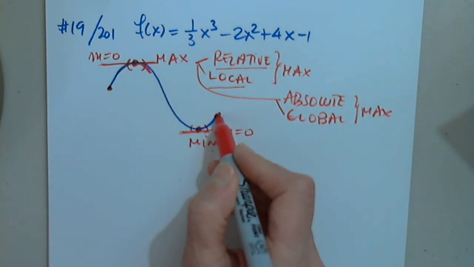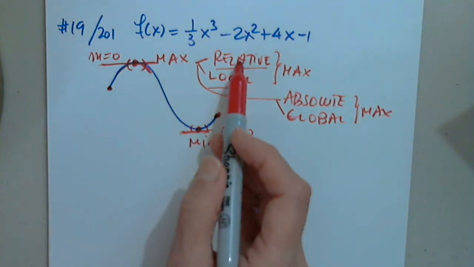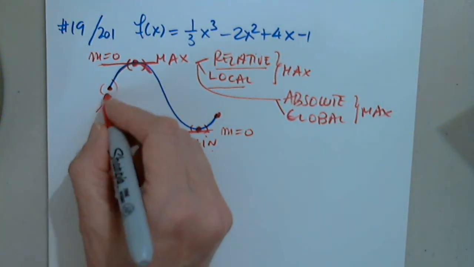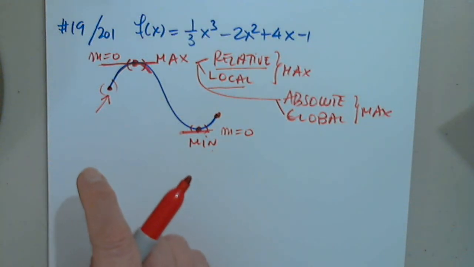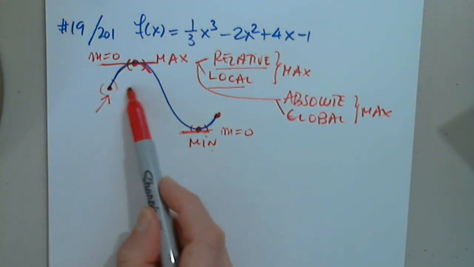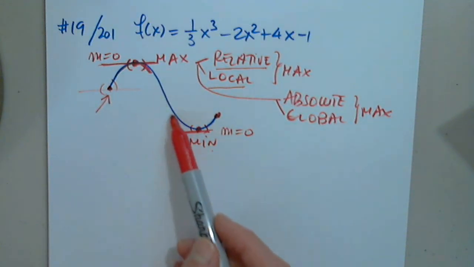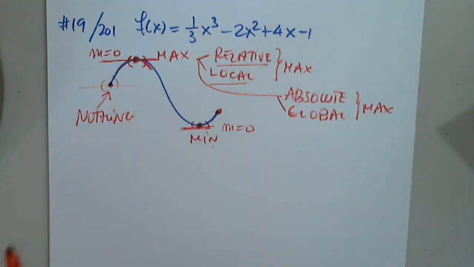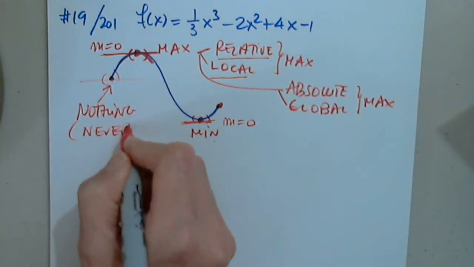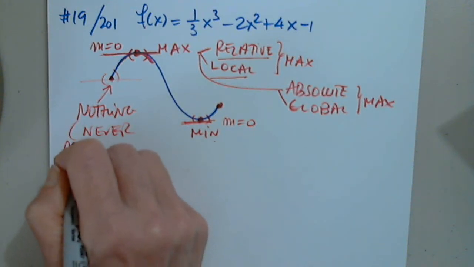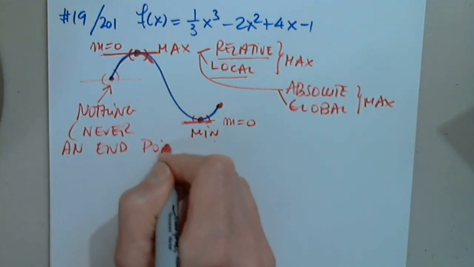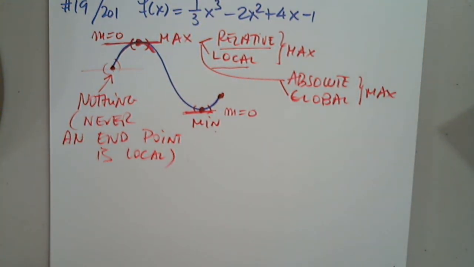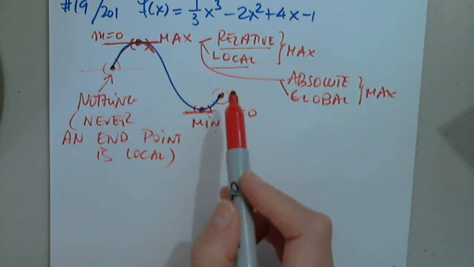These endpoints can never be local or relative. Why? Because I cannot show the open interval on both sides. So this could only be a global, either minimum or maximum. But in this case, there is a value higher than it and there is a value lower than it. So this is nothing. But it can never be local. Never. An endpoint is never local or relative. Same thing here. I cannot show the open interval.